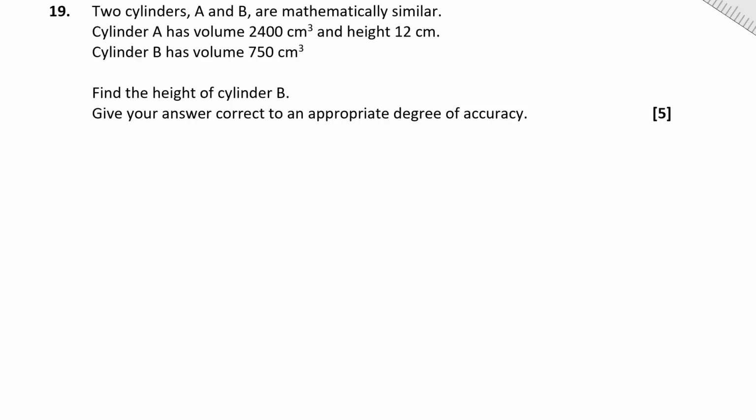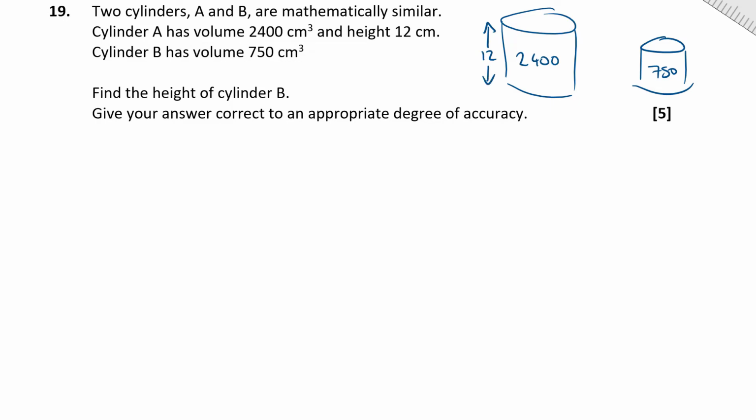Again, we've got a shape and space question and no diagram. So the first thing I'm going to do is quickly sketch what I've got. So I've got a big cylinder and a small cylinder, which are mathematically similar. I know that this one is 2400 and this one is 750, and this one has a height of 12, and this one has a height that I'm trying to find, so I'm going to call it H. Okay, so I've got my two diagrams.